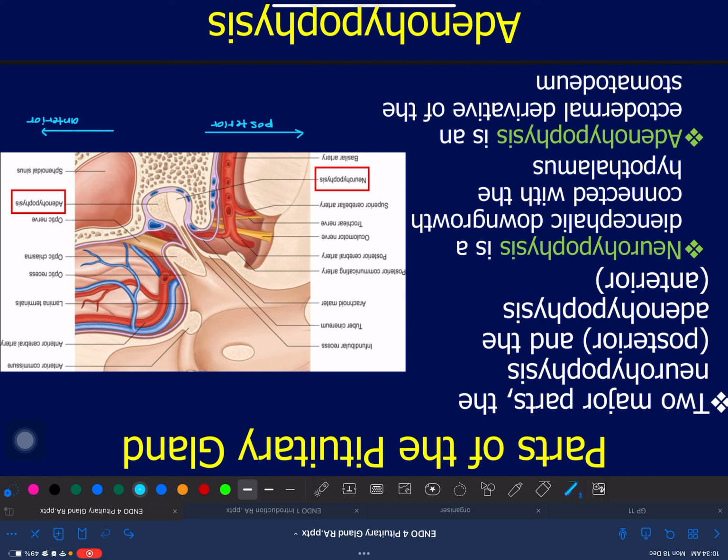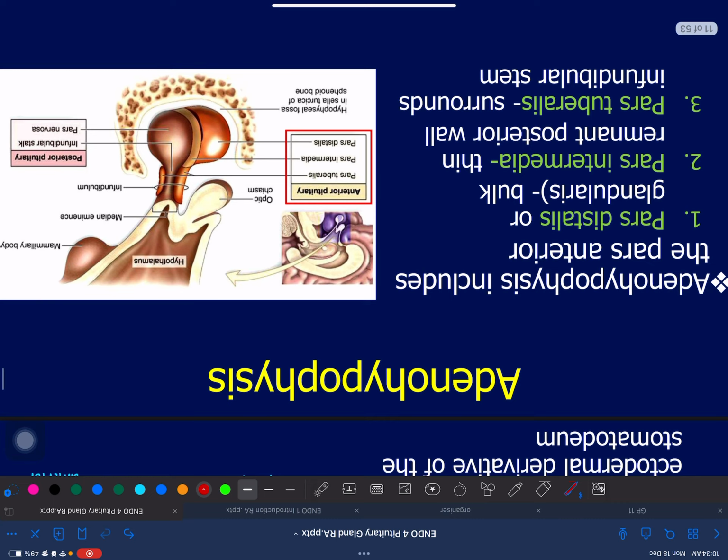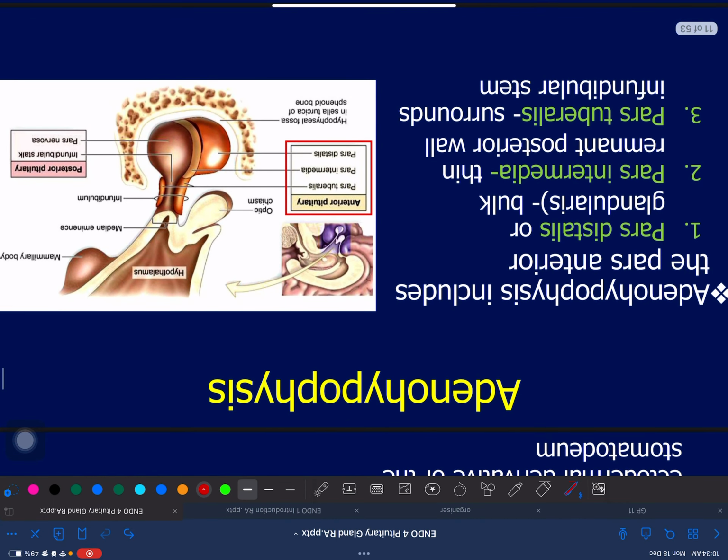We start with the anterior pituitary first, or adenohypophysis. This is the anterior pituitary. This is the anterior view, and behind it, the posterior view, the hypothalamus, and this is the pituitary. So the three parts of the anterior pituitary. The pars distalis is the biggest, which some books call pars glandularis. Pars distalis and pars glandularis are the same.